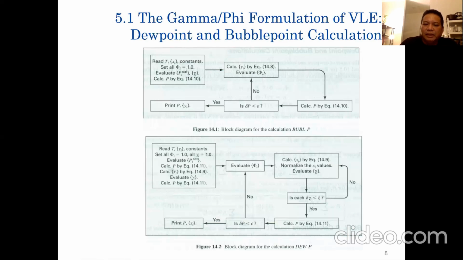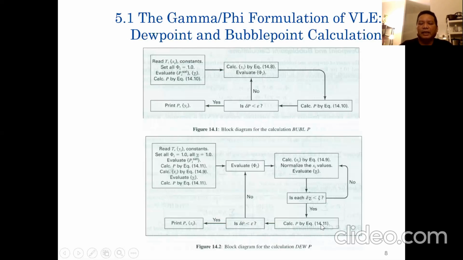Is it acceptable? If yes, then we can calculate the pressure, and with that we compare it to the calculated pressure here. Is it equivalent, less than the tolerance that we set? If it does, then we can accept the pressure. If not, then we repeat this procedure again.